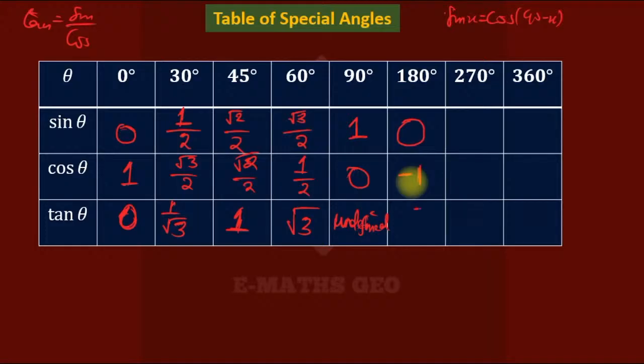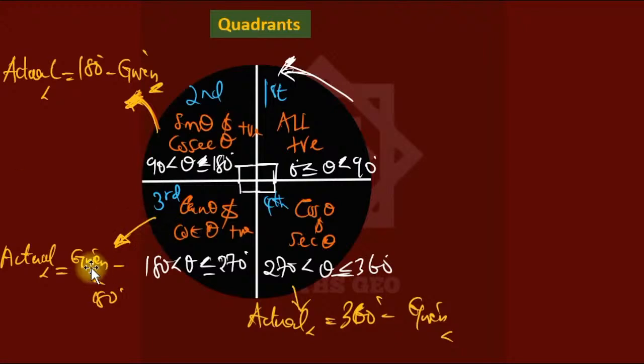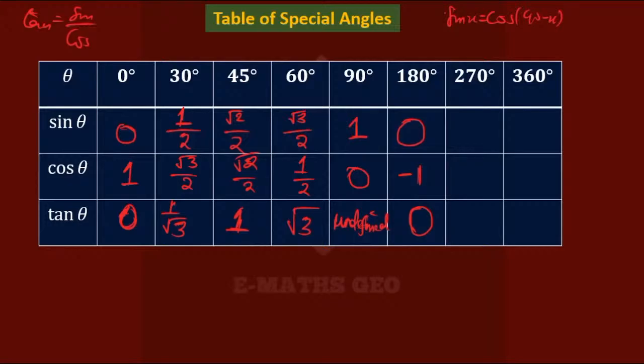Y 0 divided by minus 1 is 0. 270, the equivalent will be 90, yes, because the given angle is 270. 270 minus 180, that's third quadrant. 270 minus 180, see it, it's now 90. So the equivalent is 90. So 270 is equivalent to 90.